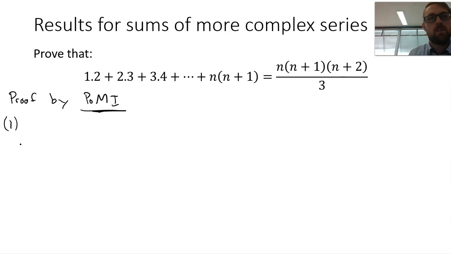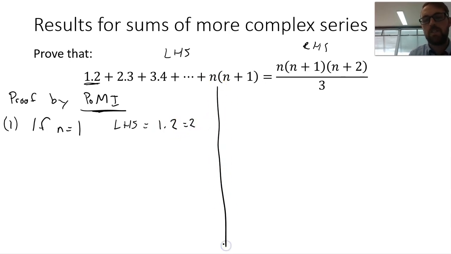So if n equals 1, what we get is, I'm going to label this my left-hand side and my right-hand side. My left-hand side, for n equals 1, is that first term, which is 1 times 2, which equals 2. Okay, split my page in half. Now for the right-hand side, it's going to be putting the ones in there.